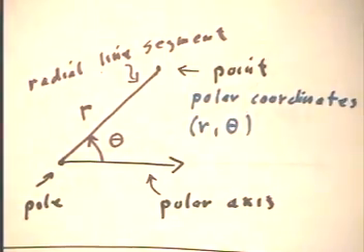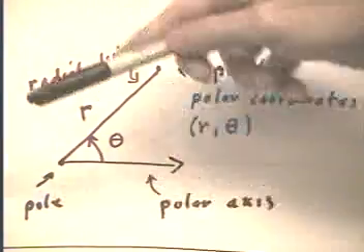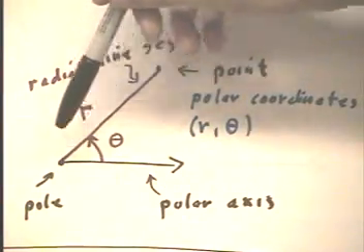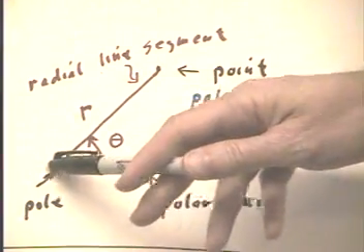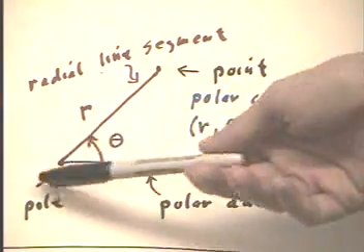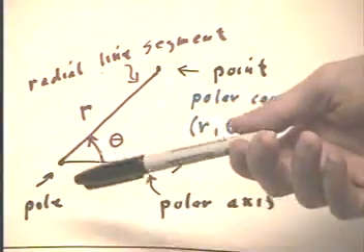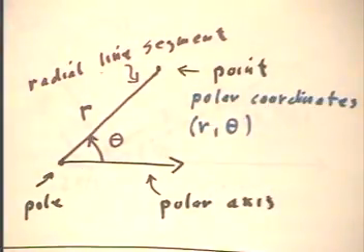In the polar coordinate system, we specify the position of a point relative to a pole, which is just a point that we've chosen in the plane, and a polar axis. The polar axis is often identified with the positive x-axis, the pole with the origin of an xy coordinate system.